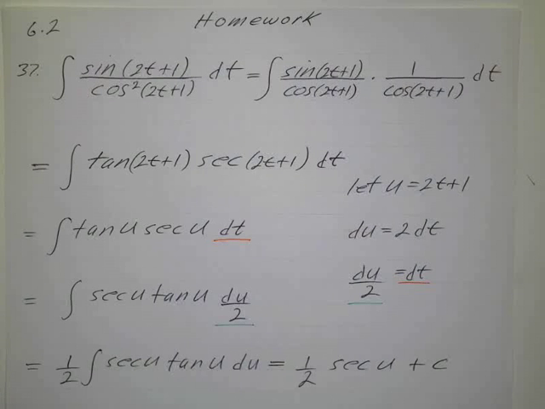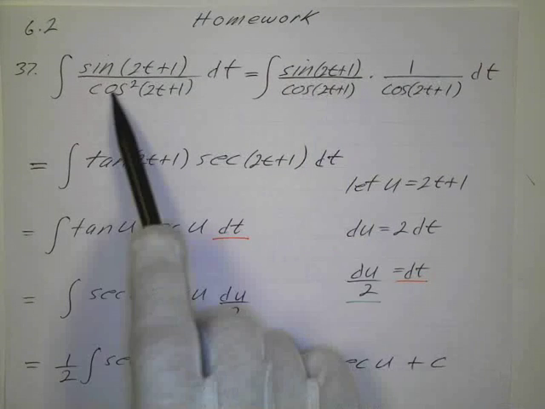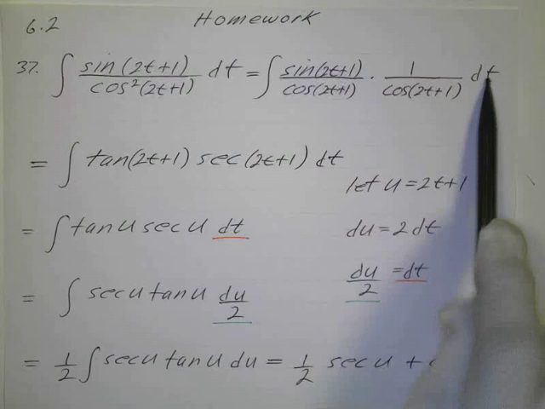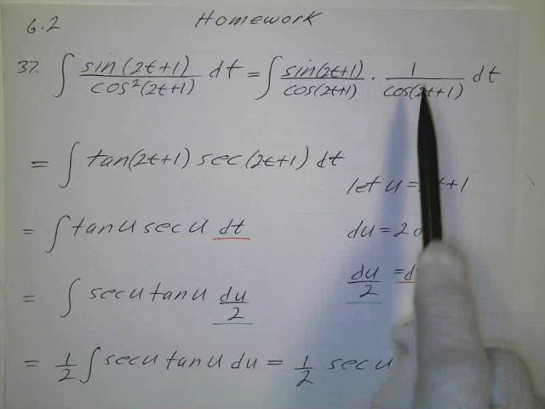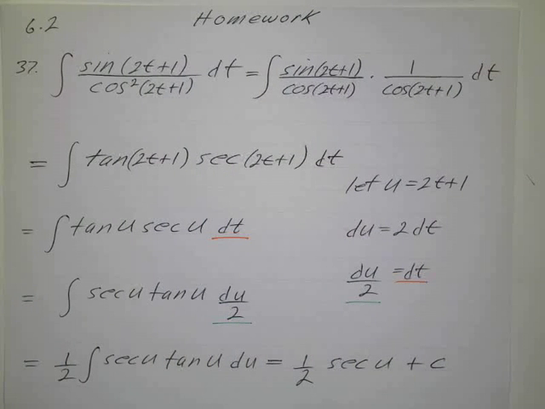And what we can do is break this up into the sine of 2t plus 1 over the cosine of 2t plus 1, times 1 over the cosine of 2t plus 1. And the sine over the cosine is the tangent, and 1 over the cosine is the secant. So we got secant tangent. We know that the derivative of the secant is the secant times the tangent, so that would lead us to want to set it up like this.